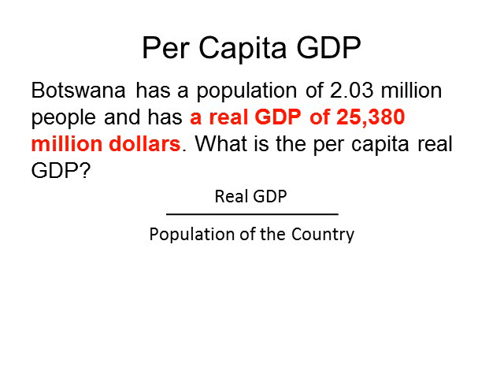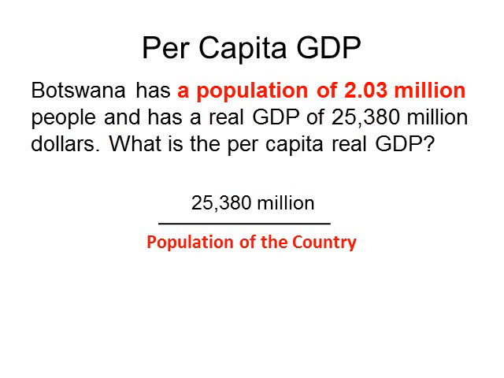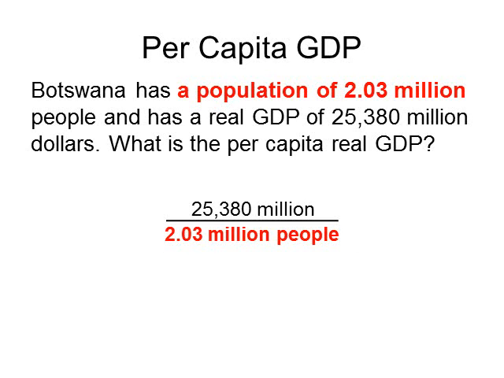In the problem, Botswana has a real GDP of $25,380 million. The second step is to substitute $25,380 million into the formula. Next, we need to look at the problem for the population of the country. In our example, Botswana has a population of 2.03 million people. So we will substitute in 2.03 million for the population of the country.